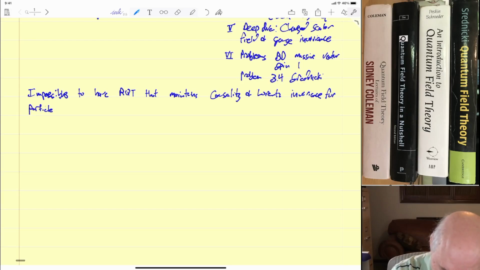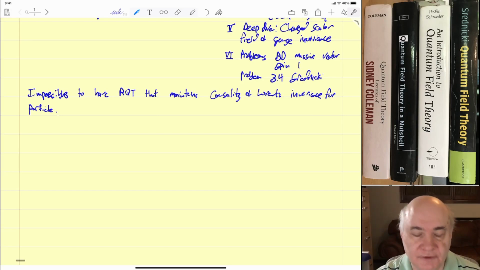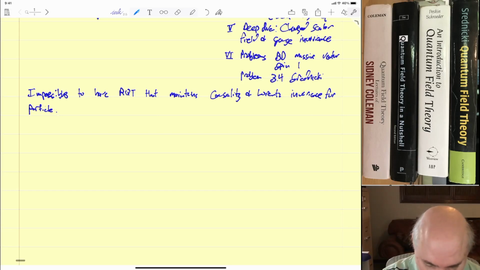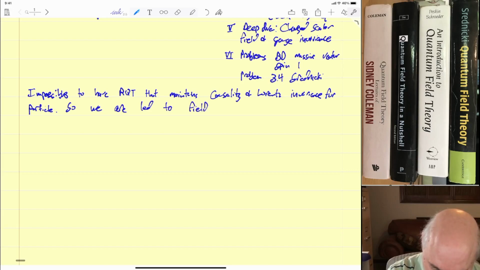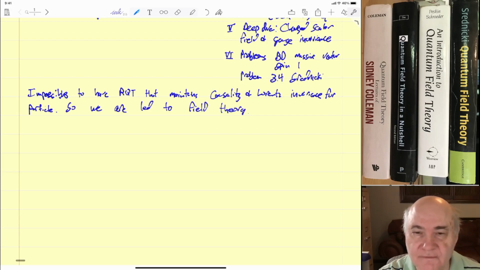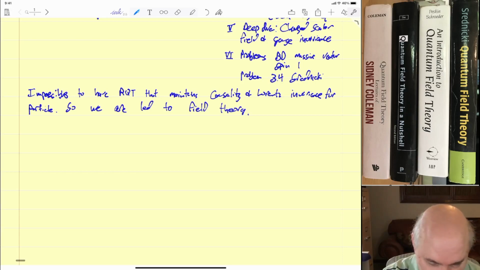And we showed the difficulty of this in a previous couple of lectures. And so we are led to a field theory. This is a theory with an infinite number of degrees of freedom, and will have its own problems with respect to infinities and divergences. And that's the fun of quantum field theory, making sense of infinities.